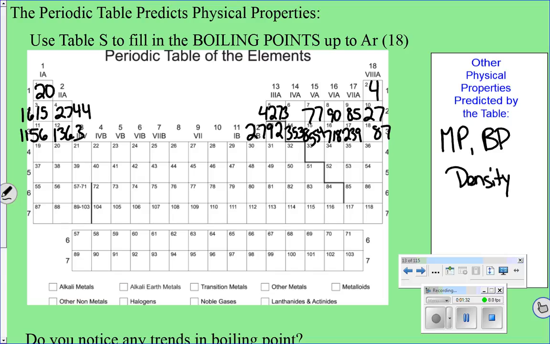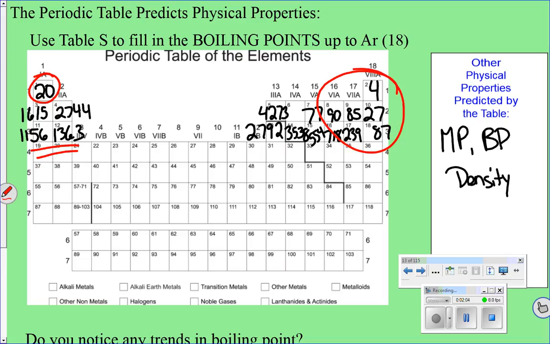Just to pick one to focus on, I went to reference table S, and I filled in boiling points up to argon. What you're going to notice, hydrogen's kind of a weirdo, so hydrogen's got this really weird low number up here. Everything else over on that left-hand side is pretty high. These are Kelvin boiling points. Those are very high temperatures. As you go across the periodic table, you're going to notice once you get into the nonmetals, you get into this section of much lower boiling points, okay?